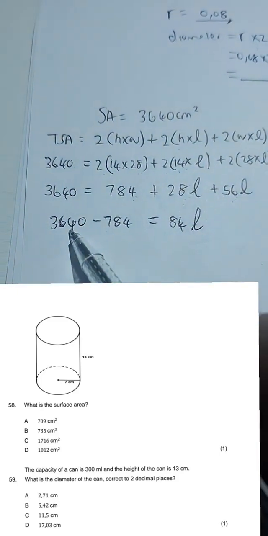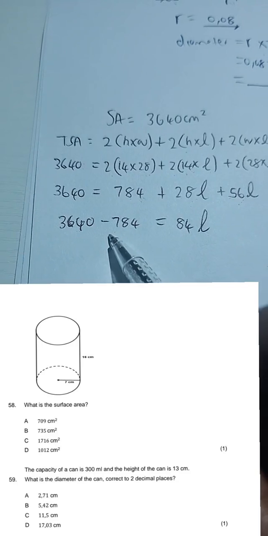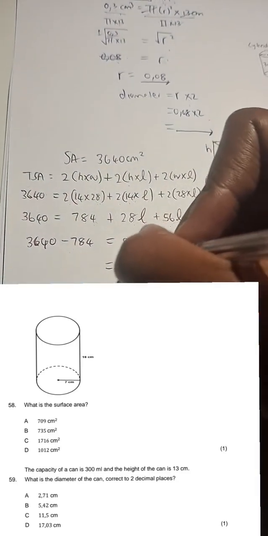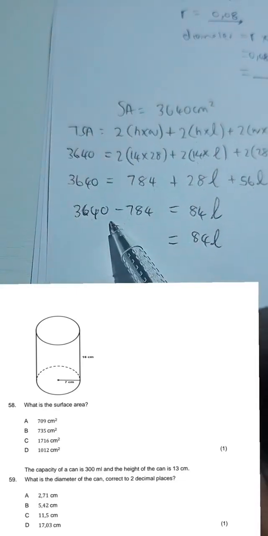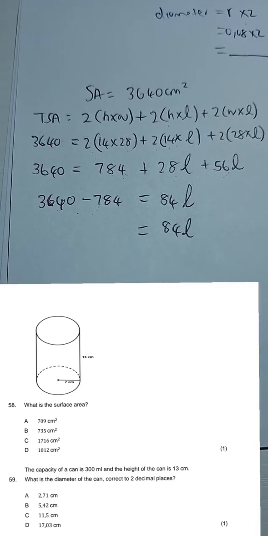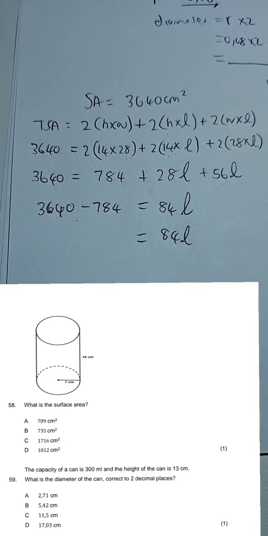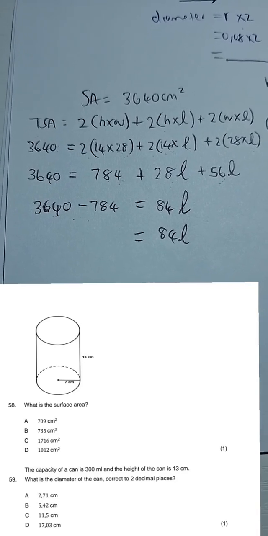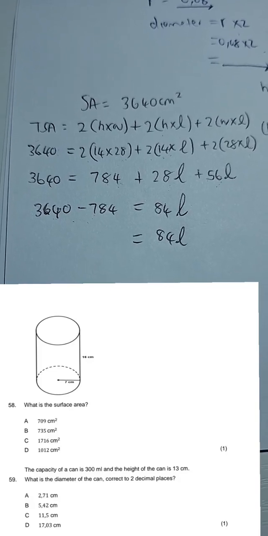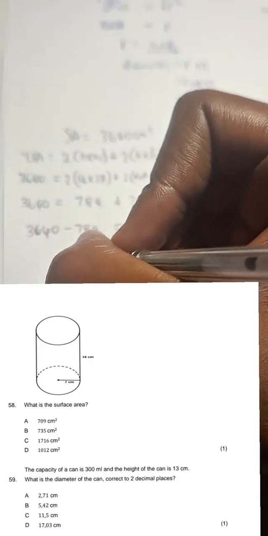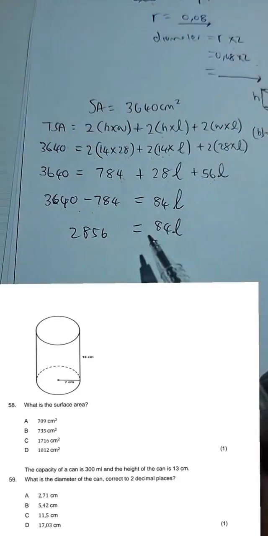Then we subtract. We have 84L this side. What's 3,640 minus 784? Thank you, Indipile. 2,856. 2,856.